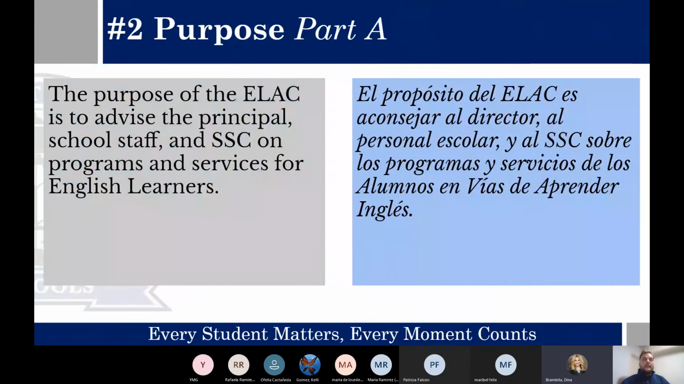And the purpose of ELAC is to advise the principal, school staff, and school site council on programs and services for English learners. El propósito de este comité es aconsejar al director, al personal escolar y al School Site Council, que es la mesa directiva de consejo, sobre los programas y servicios que los estudiantes o los alumnos puedan recibir para aprender inglés.